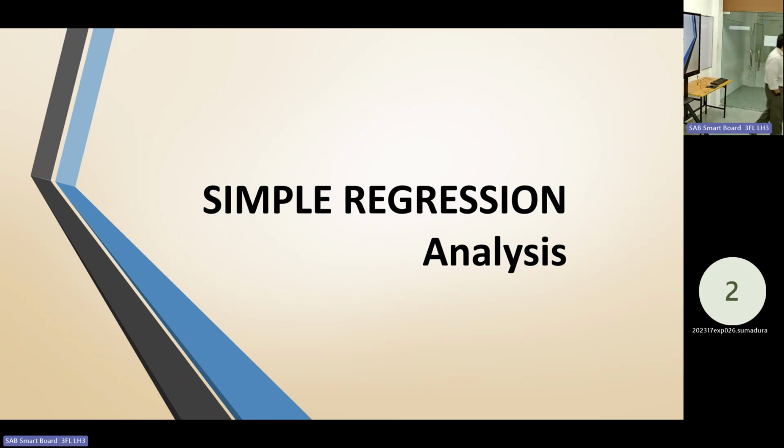Simple regression analysis. Using correlation, we identify whether there is a relationship. If the correlation tells you that there is a relationship, your next question is, what is that relationship? That is answered through regression. So we have two things, simple regression analysis and multiple regression analysis. First we move to simple regression analysis.